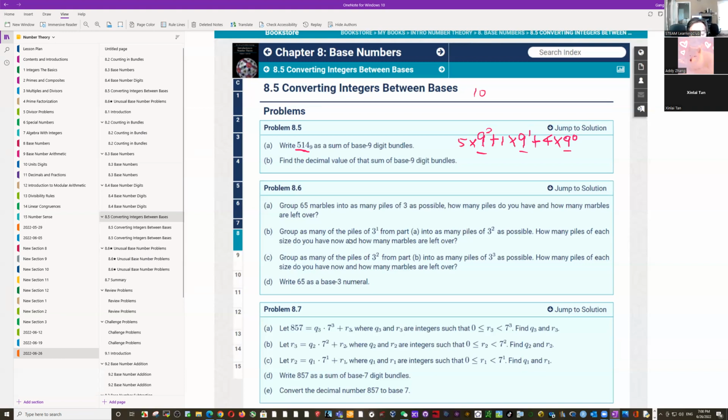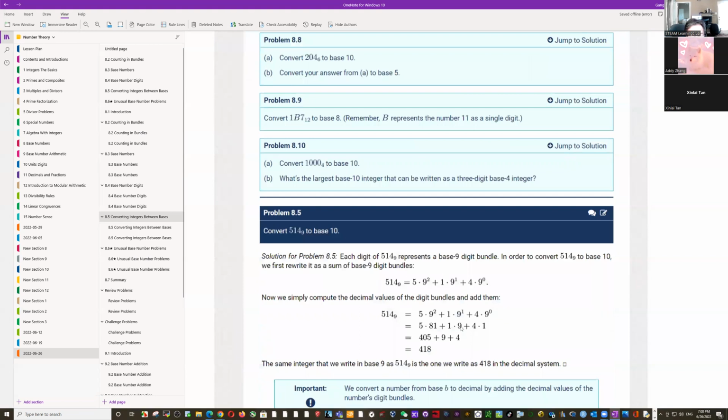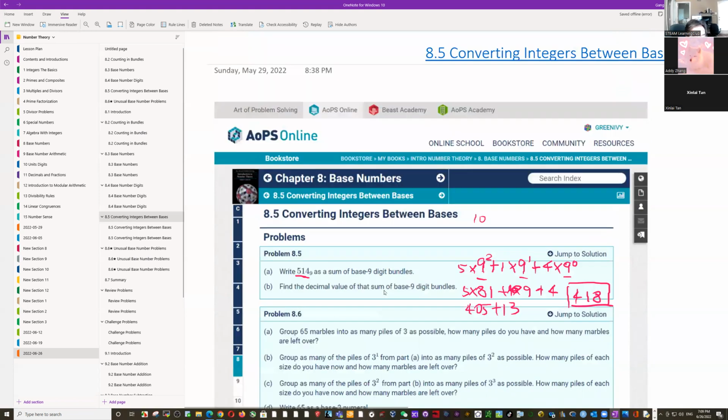Then to find the decimal value, you just have to calculate it. So this is 5 multiply 81 plus 1 multiply 9, which is just 9, and 4 multiply 1 equals just 4. So 405 plus 13 is 418. That's the way you can do this type of problem. Basically, you just replace 10 with 9. You use the same position value power expansion, and you will be able to convert a number in another base into a decimal number.